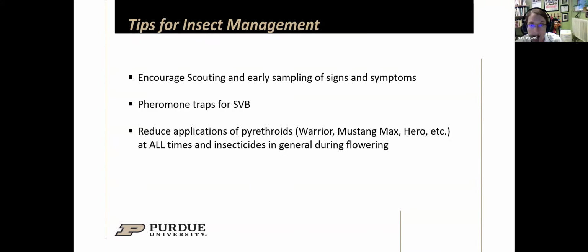So, just some general tips: encourage scouting and early sampling of signs and symptoms to identify problems early in the season. Use pheromone traps when we have them. For our cucurbit crops at this point, the only pheromone traps we have are for squash vine borers. There are some plant-based volatile traps for striped cucumber beetles, but the jury's out on whether they do a good job of reflecting the population in the crop. So at this point, we still recommend that you actually walk in the field and look for those insects.